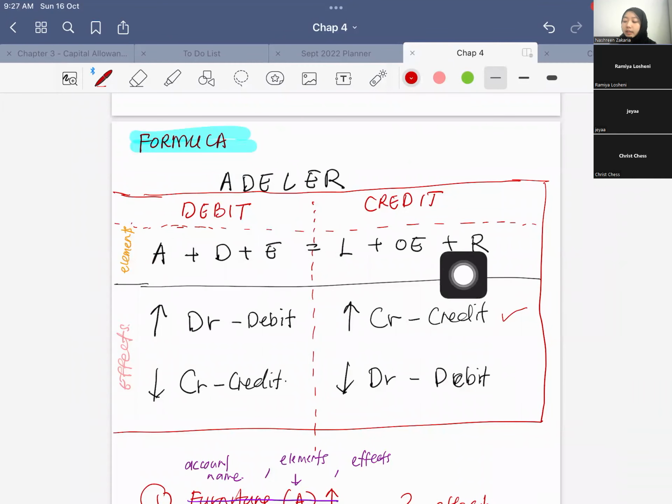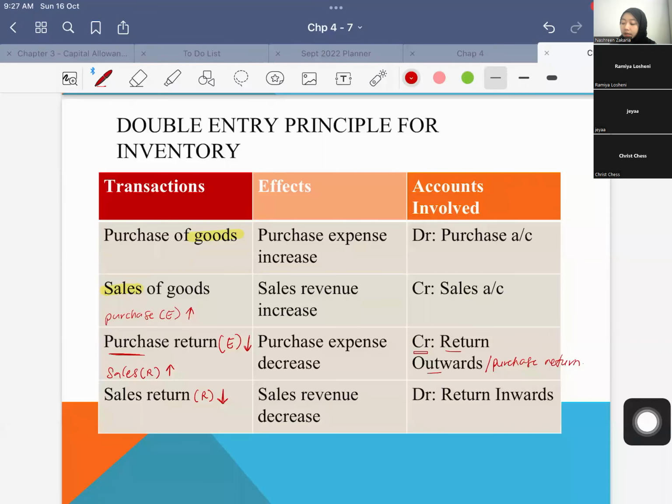By looking back at the formula, revenue is this one, isn't it? So when revenue is decreasing, we should debit the account. Okay, betul tak dia debit the account? Betul. Debit return inward or sales return. Dia ada dua meaning. Return outward is purchase return. Return inward is sales return. So you can use either of the two accounts. That one sama je. Okay, up to this, can you guys understand?